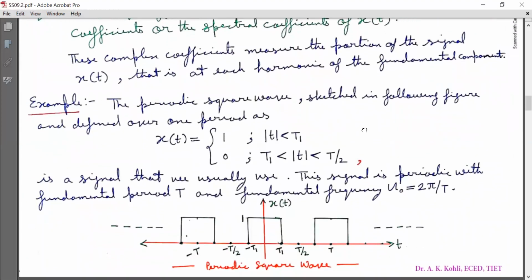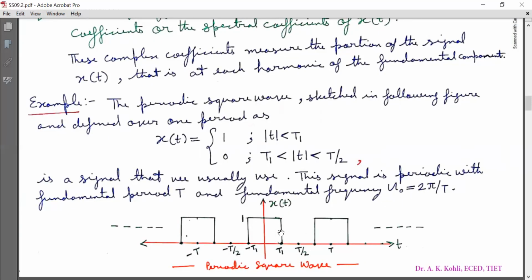Now we will discuss first example. The periodic square wave sketched in the following figure and defined over one period as x(t) is equal to 1 for small t magnitude less than T1 and x(t) is equal to 0 when small t magnitude is lying in the range capital T1 to T by 2. So here it is the periodic square wave. Now x(t) is a signal that we usually use. This signal is periodic with fundamental period capital T and fundamental frequency omega naught 2 pi by capital T.